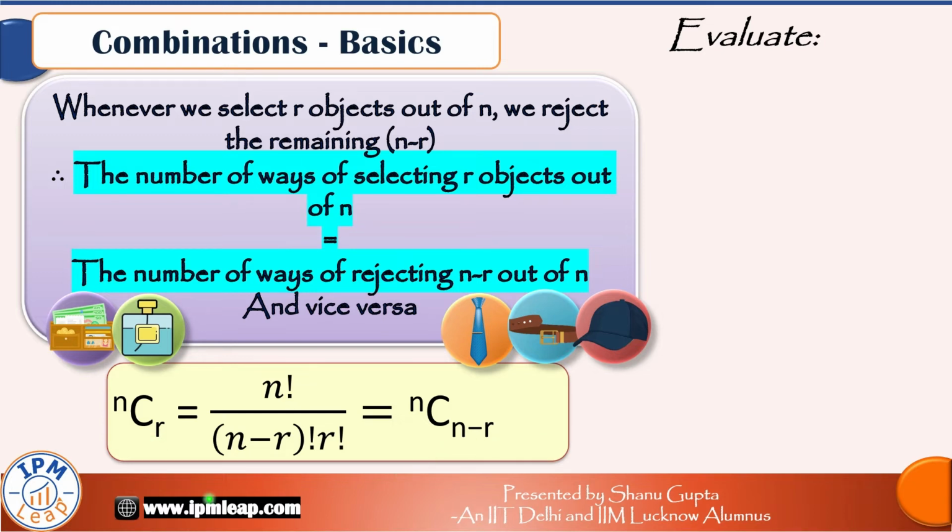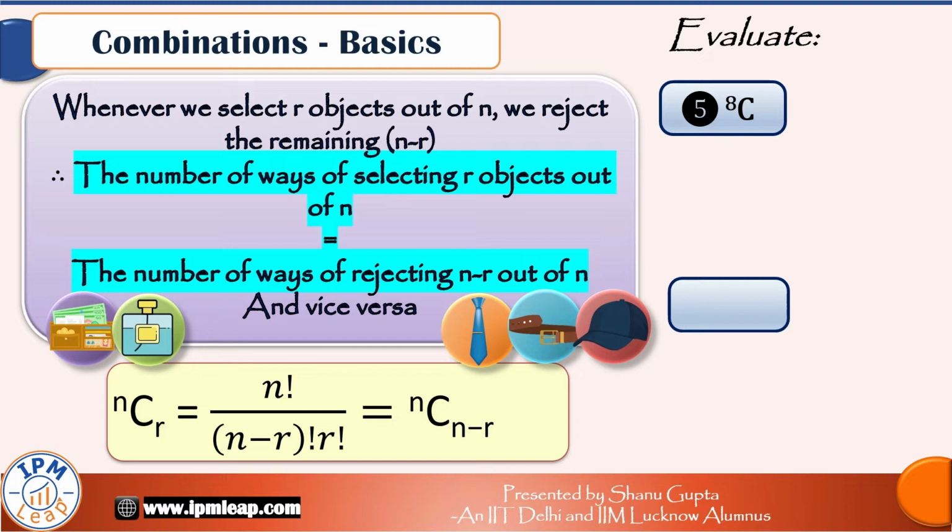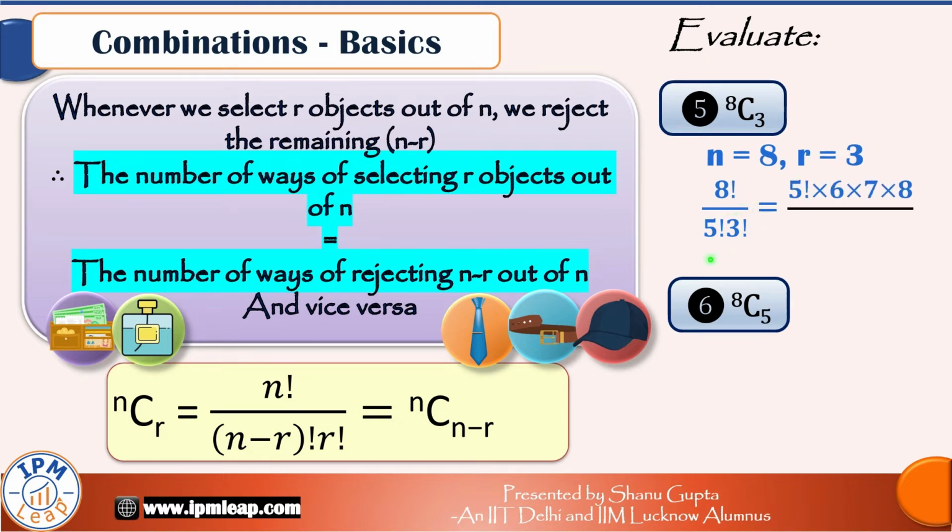Now, a few quick questions. Evaluate the following combinatorial numbers: 8C3 and 8C5. In 8C3, n is 8, r is 3, so its value is 8 factorial over 8 minus 3, that is 5 factorial, into 3 factorial. We can write 8 factorial in terms of the bigger number in the denominator, which is 5 factorial. So 8 factorial is 5 factorial into 6 into 7 into 8. And 3 factorial, the value is 6. So cancelling out common numbers in numerator and denominator, we get 56 as our answer.